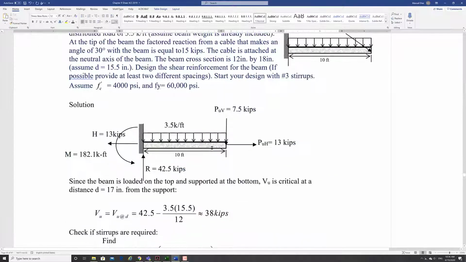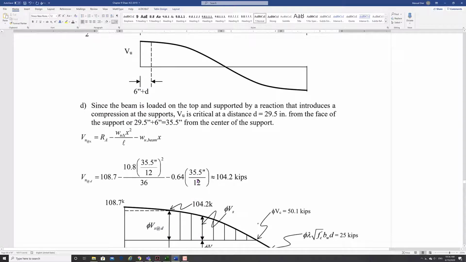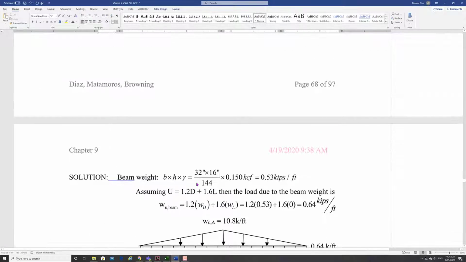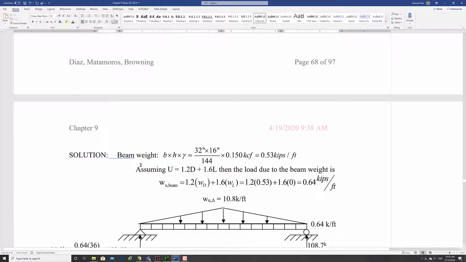So that's that one. And the other one I want to show you is this one. This one has a triangular load. So what happens is that we're going to do the same: find our beam weight, which is pretty small, but we still have it. So we got that, right?